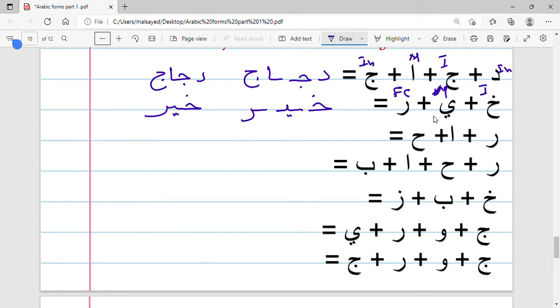Okay, let's see here. We have ra is the first letter, so always independent. Between the ra and the alif, ra makes the decision, so alif independent. Between the alif and the ha, alif makes the decision, so ha also independent.